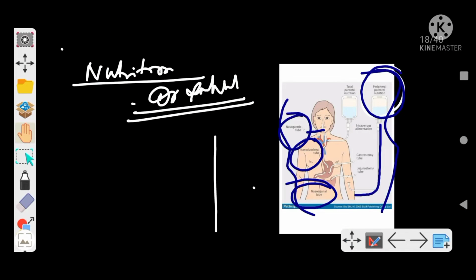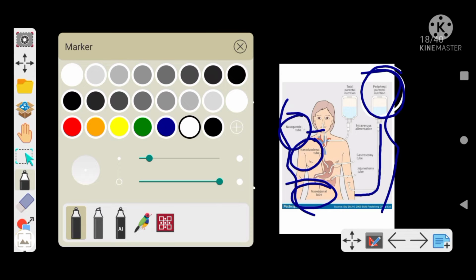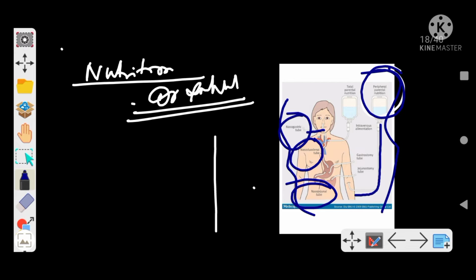Hi guys, so today we will be discussing nutrition, the various forms by which we can give nutrition to the patients, right? Depending on the situation, whether they can take food or not. As I've already marked out here, there are two types. One is parenteral nutrition, which we give by IV fluids and IV lines that you can see. The other is enteral: the nasogastric tube, nasoduodenal tube, and nasojejunal tube. All these three forms are the enteral nutrition variants, right?